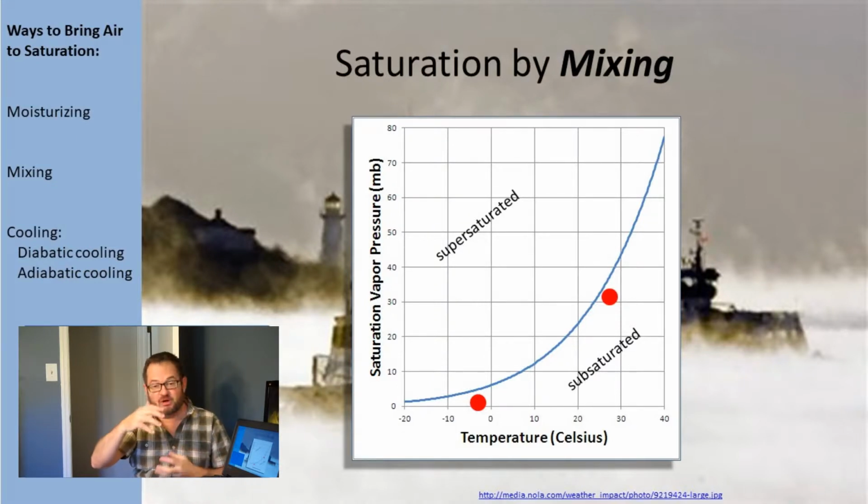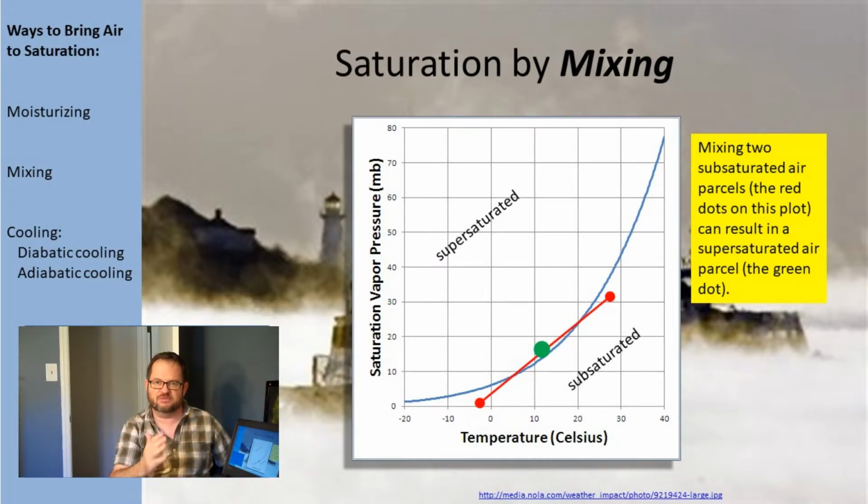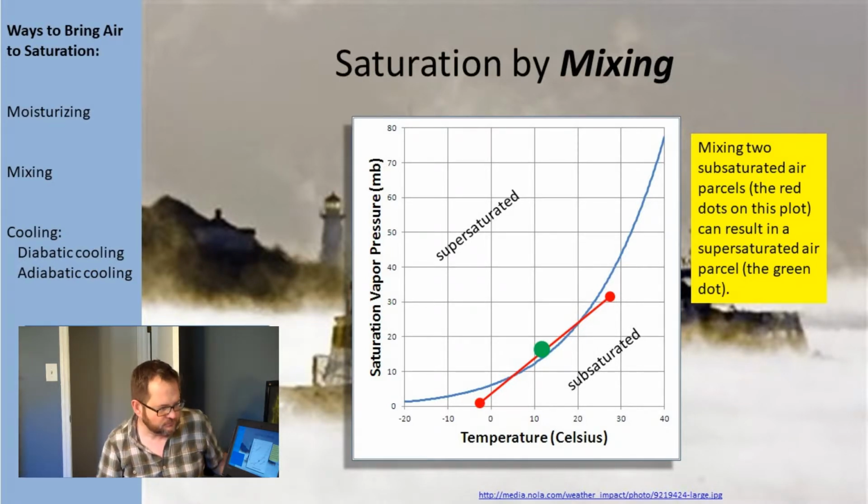And when we mix these two parcels of air, we're going to get a vapor pressure somewhere in between the two of them. And so let's do that. Well, we kind of connect the dots and pick a place somewhere in between the two red dots there, and we'll label it with a green dot. The green dot is halfway between in terms of the temperature, and halfway in between in terms of the vapor pressure. And look where that green dot is.